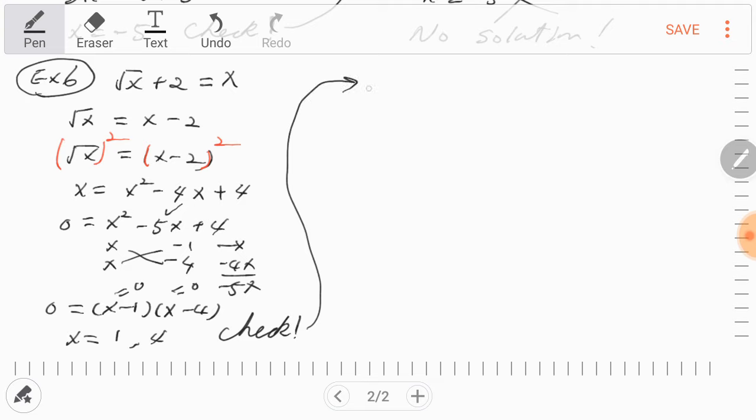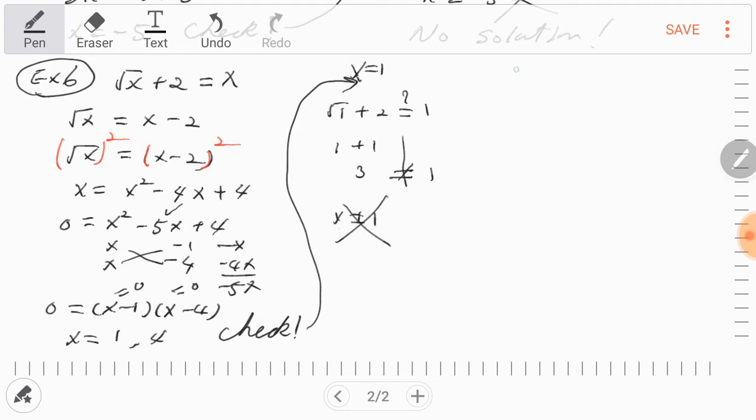So let's say x equals 1. Let's check whether this is correct. So square root of 1 plus 2, is it equal to 1? Okay, let's check. Then 1 plus 2 equals 3. Then this is not equal to 1. So 1 is not a solution. We know that x equals 1 is not a solution.